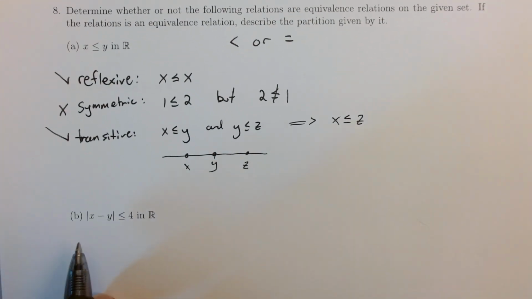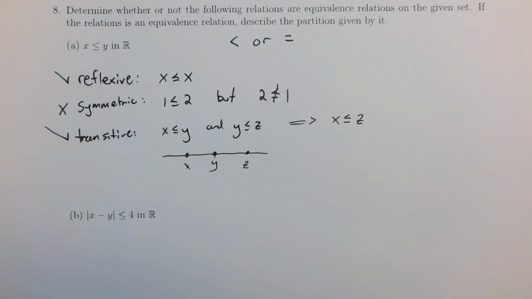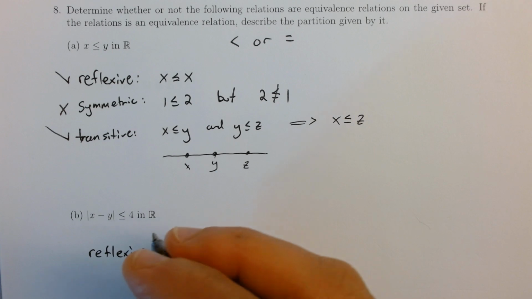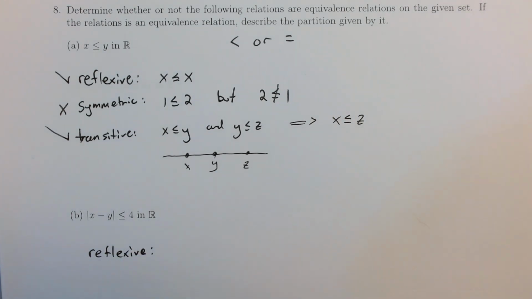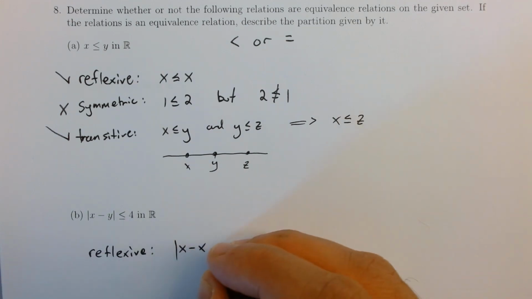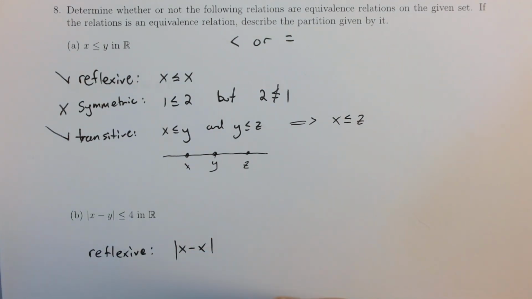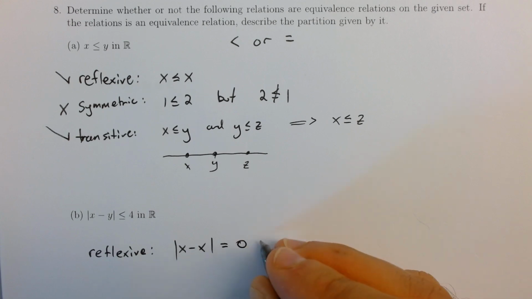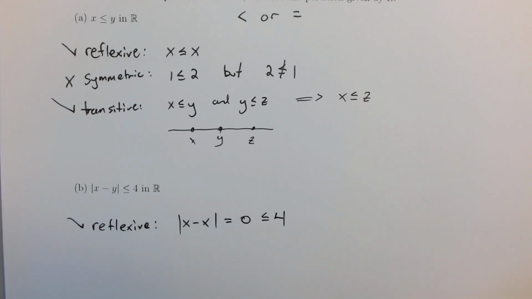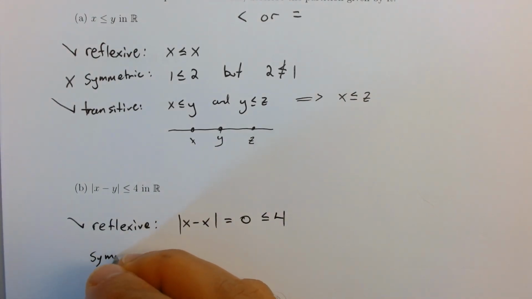Our next example, the absolute value of x minus y is less than or equal to 4. Again, working in the real numbers. So let's first ask about reflexive. Is x minus x, if the x and y were the same number, an absolute value less than or equal to 4? Well, of course, its absolute value is 0, and that is certainly less than or equal to 4, so it gets a check mark for reflexive. Is it symmetric?